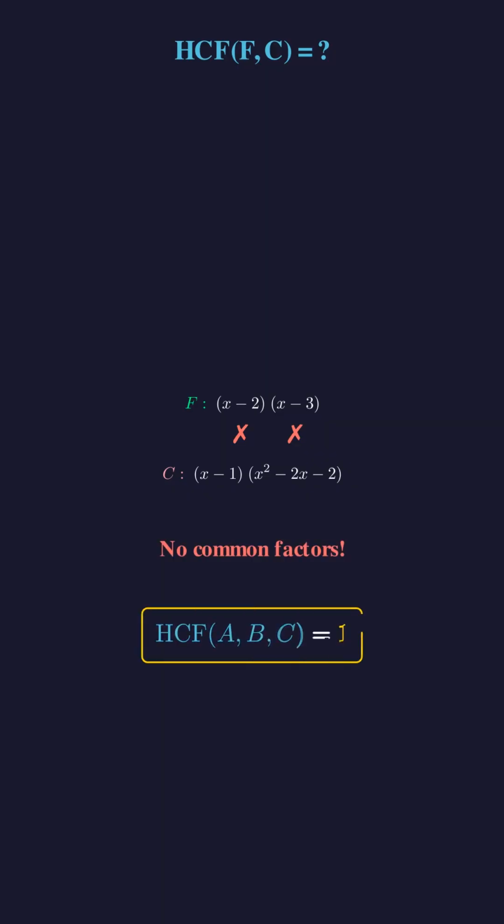Now, HCF of F and C. F is (x minus 2) times (x minus 3). C is (x minus 1) times (x squared minus 2x minus 2). Any common factors? Nope. So the HCF of all 3 is just 1.